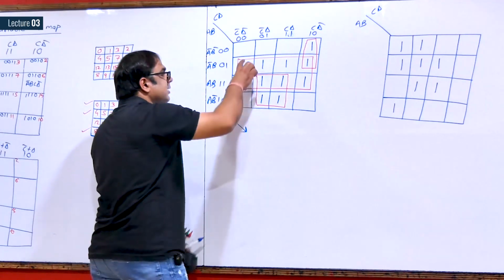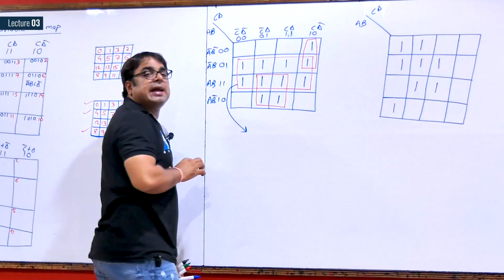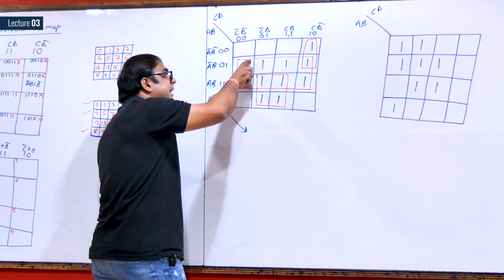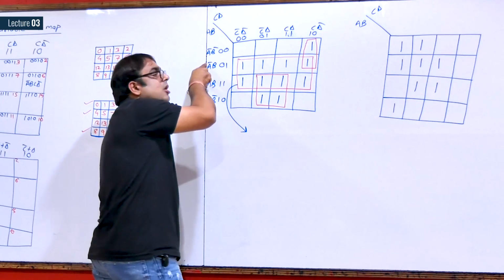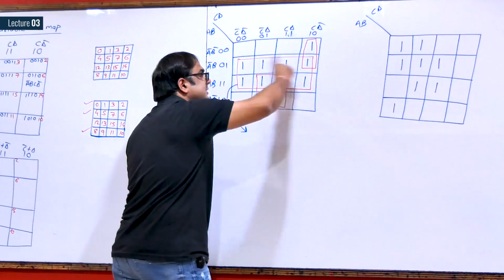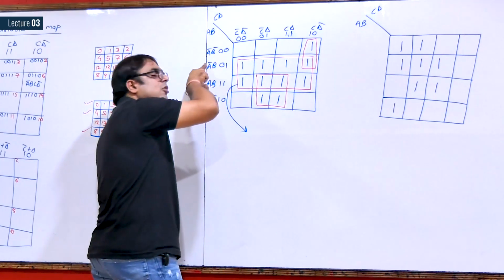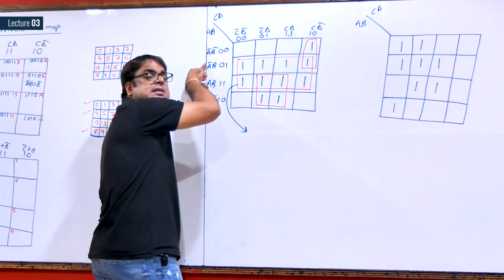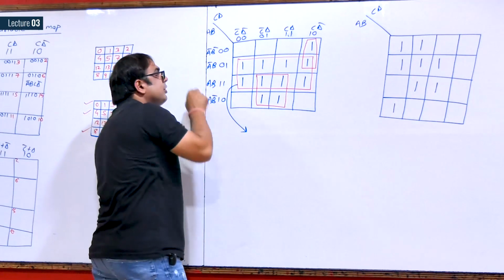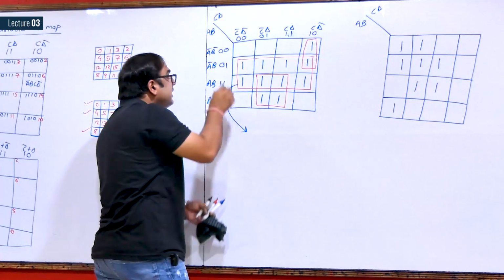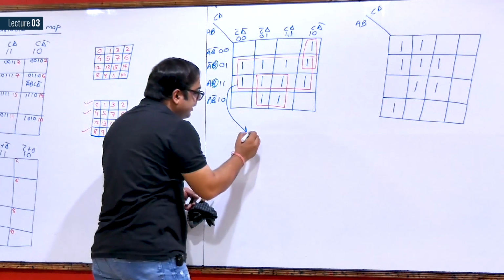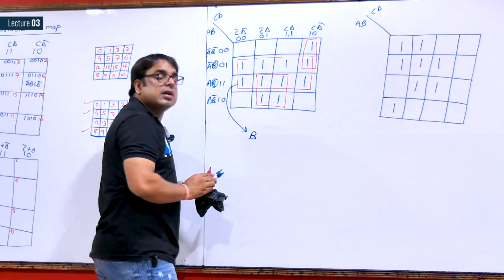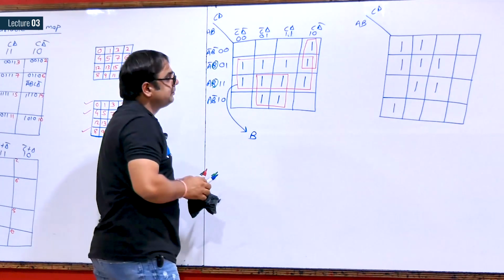So that is why I have to check only A and B. For this octet, A is also changing, A complement and A. So what is constant? The only thing constant is B. So this octet will give you B.